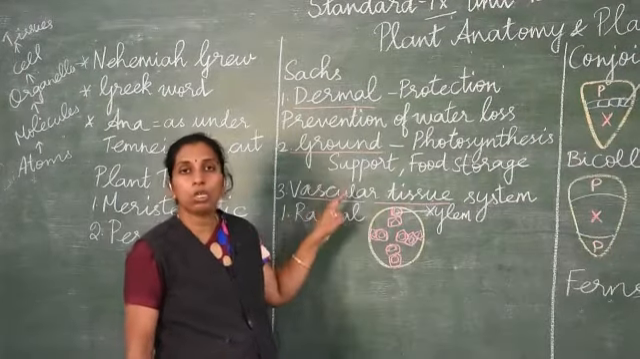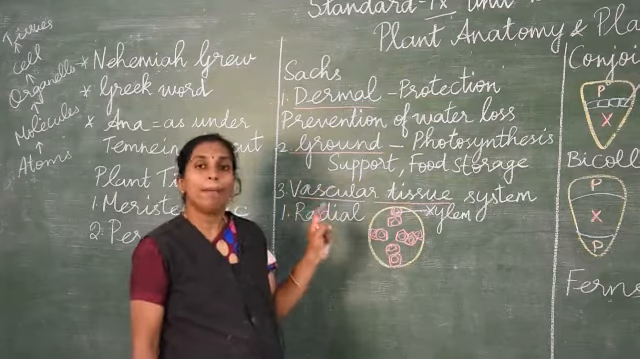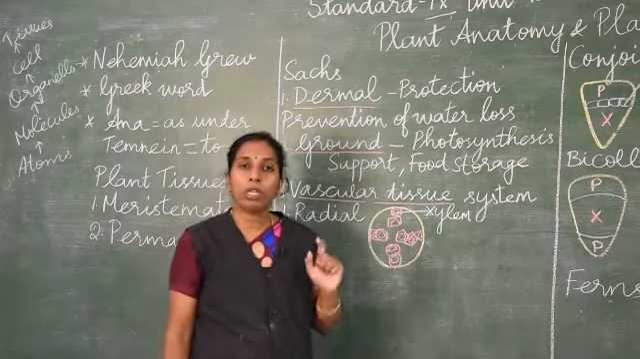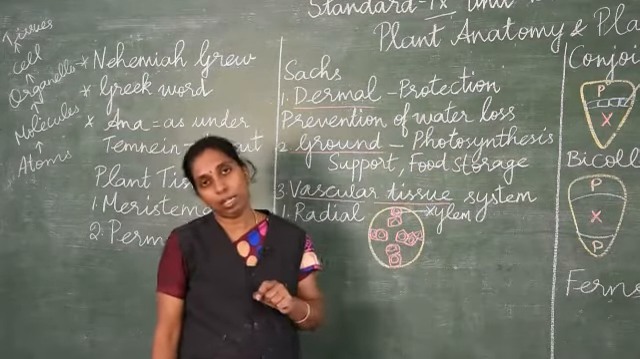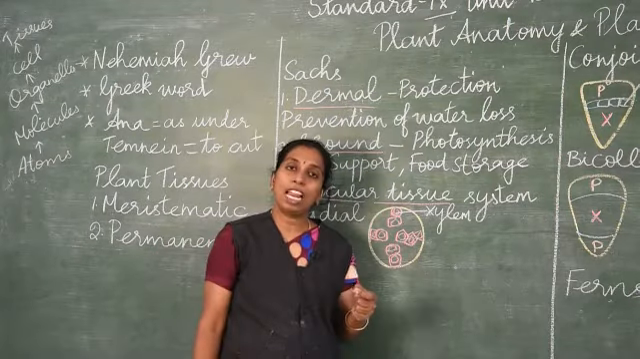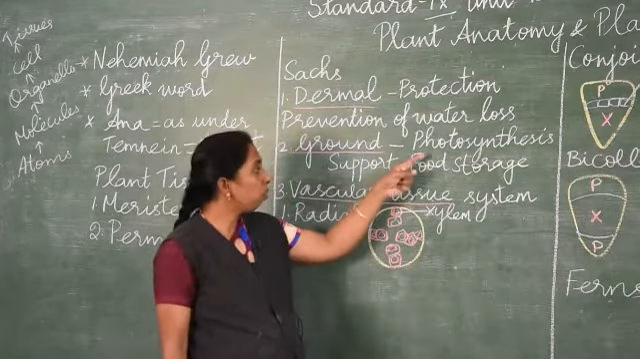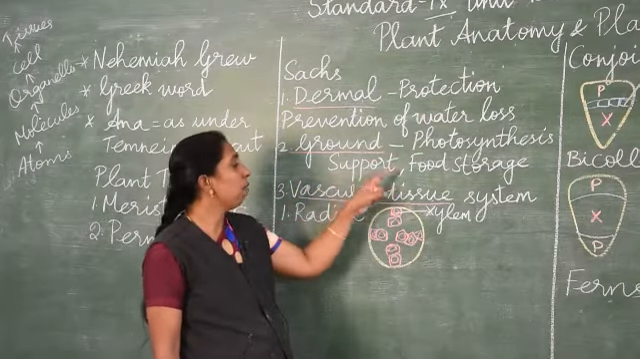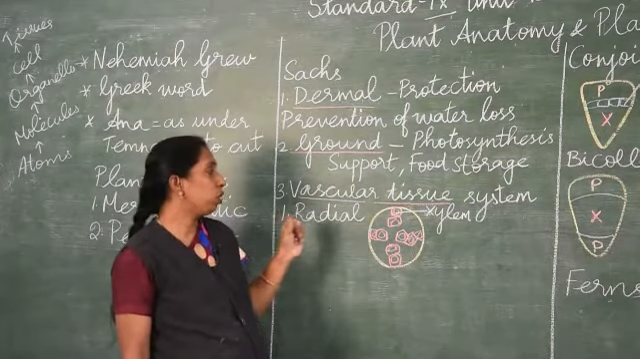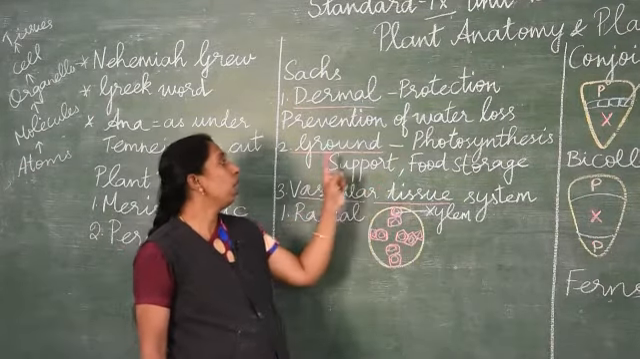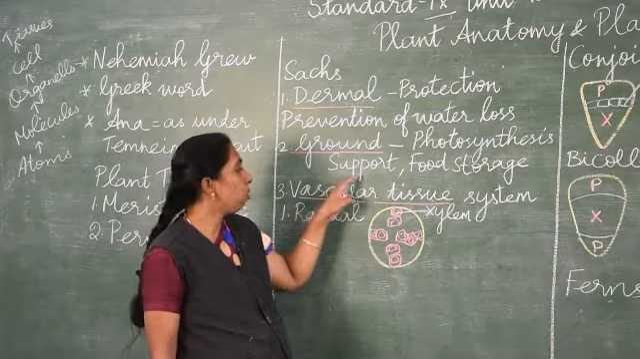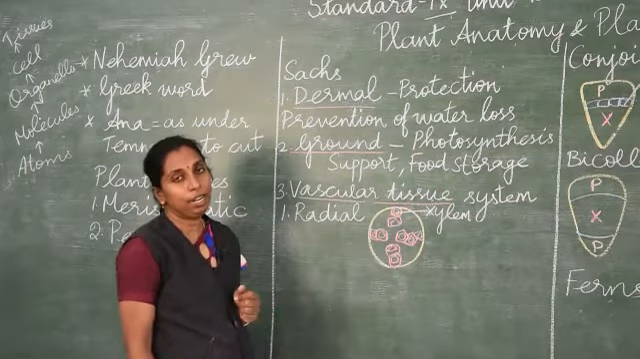And what is the function of this ground tissue system? Mainly it helps in photosynthesis, because only in the cortex layer chloroplast cells will be present. If you know the function of chloroplast cells, it helps in photosynthesis. So photosynthesis, support and food storage, and regeneration. For all this, the ground tissue system is useful.